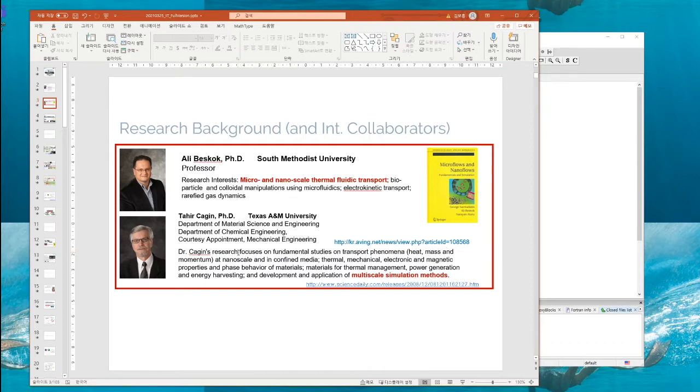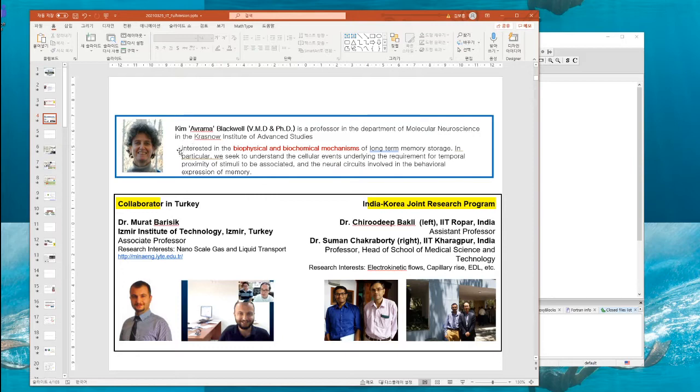So I learned molecular dynamics from Professor Tahir Cagin, and I learned microfluidics and nanofluidics from Dr. Ali Beskok. So I came to model microflows and nanoflows using molecular dynamics. After that, I worked with Avrama Blackwell, as I explained. And Professor Murat Barisik in Turkey was actually my lab mate when I was doing my PhD. Now he's in Turkey, and he and I are also making several publications together. We are both working on nanofluidics using molecular dynamics.